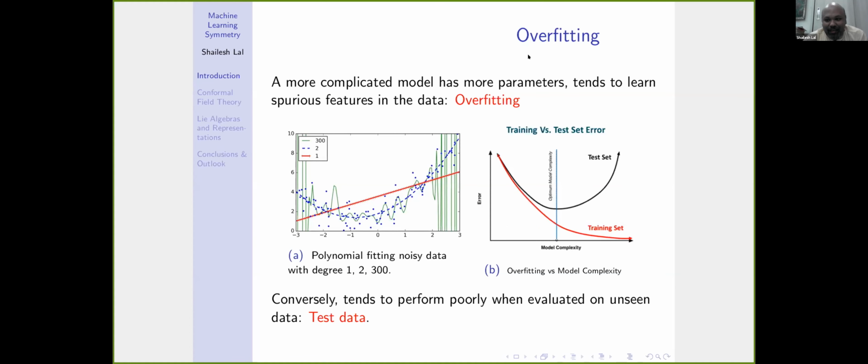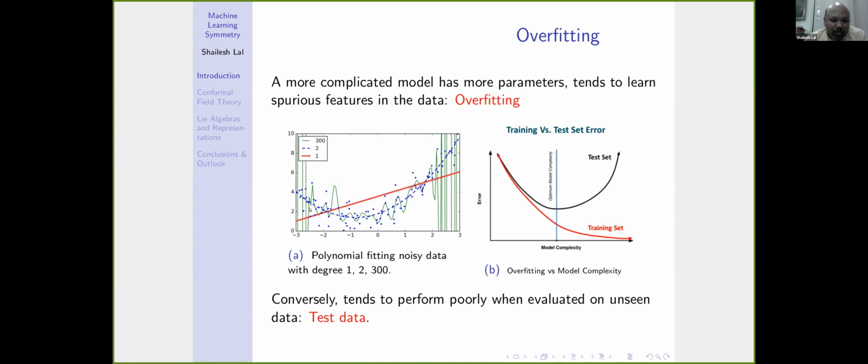So this is essentially the problem of overfitting, which is that a complicated model has more parameters, and more parameters, of course, make it more flexible, but they also give it the tendency to learn rubbish, essentially learn spurious features in the data. So here's an example pulled off a machine learning textbook.